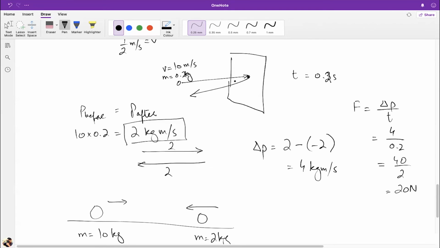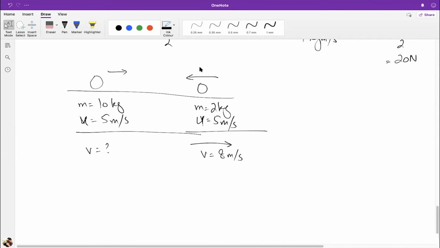Itni zyada force feel hoti hai is ball ko. So that is why when you hit something and it hits a wall, it's not that the wall broke it. It is because that thing could not withstand such a high change in its momentum. उस पे जो force लग रही थी ना, उसने उसको तोड़ा है. It's not the wall. The wall is innocent. Yeah, we are assuming here that momentum isn't transferred to the wall.